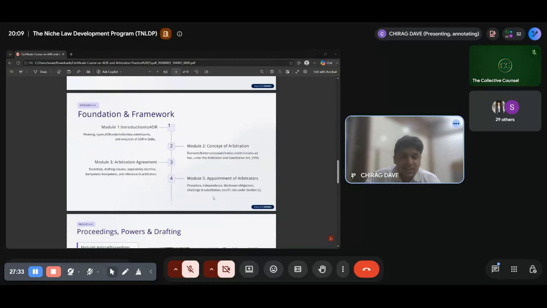We have seen Section 11 applications being rejected merely on the ground that the word may was used in the arbitral clause, hence the dispute is not arbitrable. So it is very important to draft the clauses and agreements in such a way that the words used are definitive and not vague or ambiguous. This module will talk about the essentials, how to draft it, and its key terms. Then Section 16, which talks about the competency of the arbitrator itself.